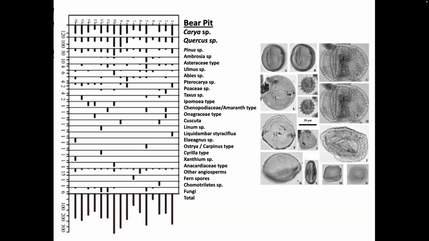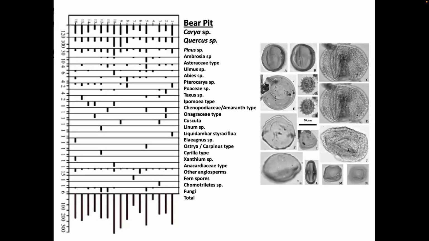Here are the relative abundances, right? So the length of the lines indicates how abundant it is at that particular sample point. I'm trying to remember what those numbers are on that axis. We won't worry about that.